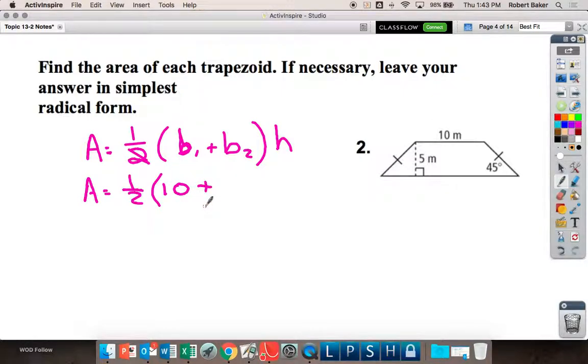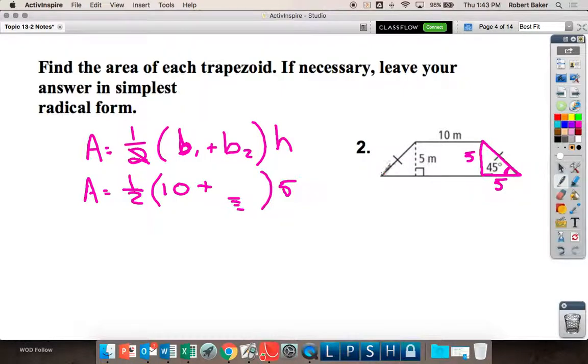How big is the other base? We don't know yet. But how tall is it, or what is the height? 5. So we have to math around and find that other base length. Because this is 45 degrees, it creates a 45, 45, 90 right triangle. And it says that this length is 5. So we should be able to say that this length is 5.